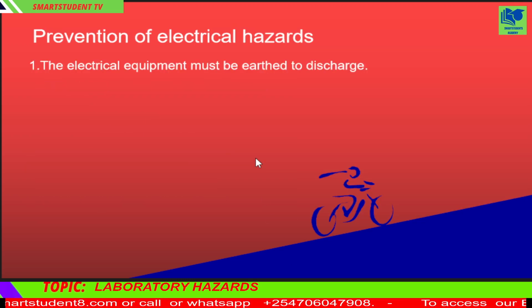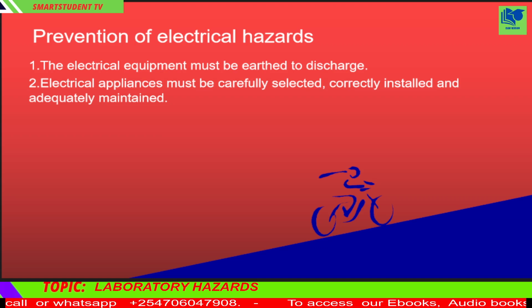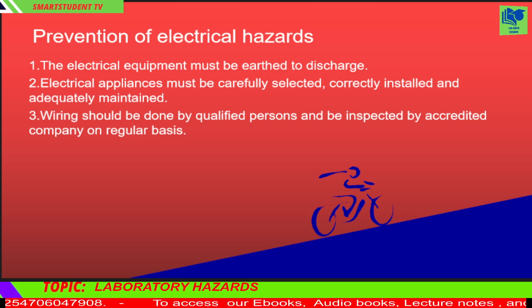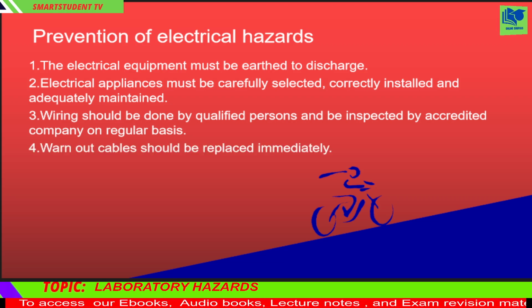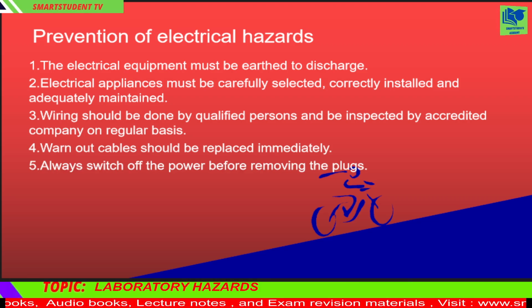1. The electrical equipment must be earthed to discharge. 2. Electrical appliances must be carefully selected, correctly installed, and adequately maintained. 3. Wiring should be done by qualified persons and be inspected by accredited company on regular basis. 4. Worn-out cables should be replaced immediately. 5. Always switch off the power before removing the plugs.